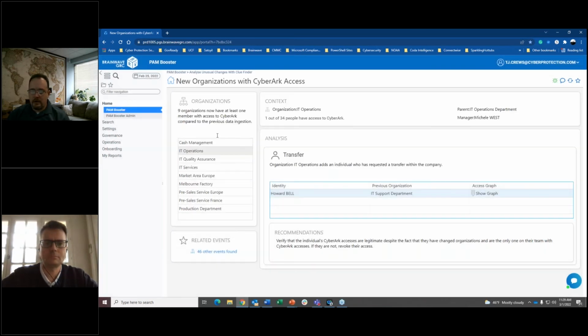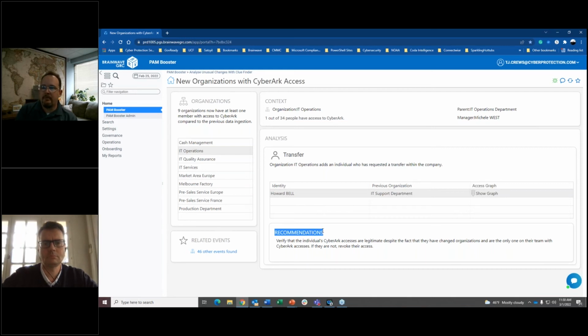And there are other reasons that will show up on here, but one of the other things I'd like to point out is it gives you a recommendation of what to do in the steps of, hey, these were unusual configuration changes. Since the last time, one organization was added, but now we've got 9 organizations. You probably should look at these.